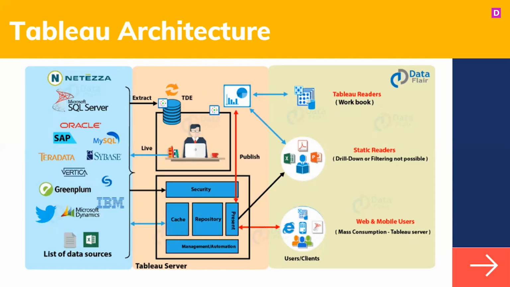So basically, a user can get to the data from these multiple sources in two ways. One is what you call a live data connection. What a live data connection means is that the user is going to send an instant query to the data source, and then he's going to get the data.